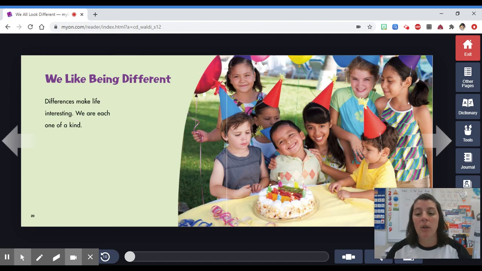Remember, we learned that word unique. It's important to know that everyone is different, and that's what makes everyone special or unique. It's important that we recognize our differences and enjoy them because that's what makes each person themselves.